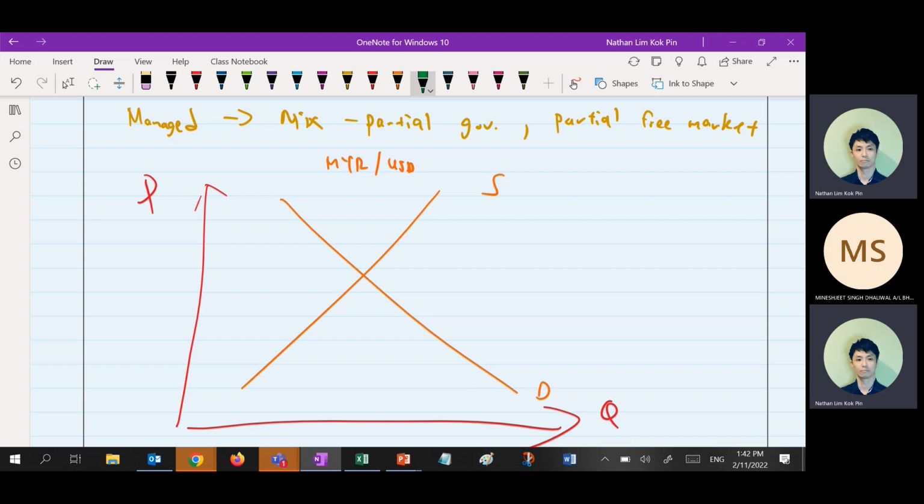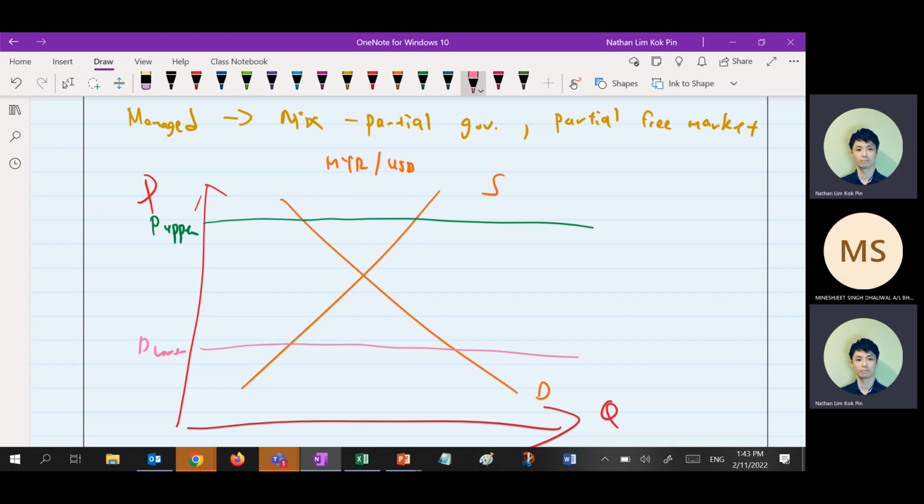There will be two ranges for managed exchange rates. Malaysia is currently using managed exchange rates. Previously it was fixed. There will be two ranges. One is known as the upper exchange rate range. Another one is known as the lower exchange rate range. So far, is it okay? They have to monitor these two values.